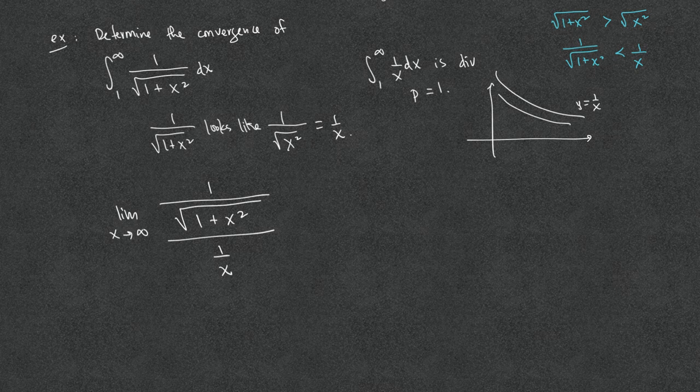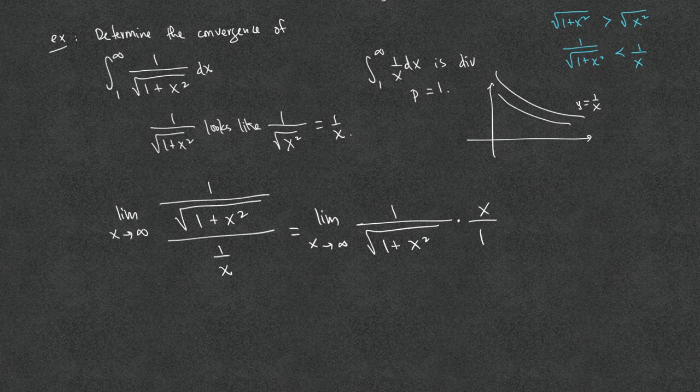Now, knowing that the integral from 1 to infinity of 1 over x dx is divergent, we are hoping that this limit is a finite number. If this limit is a finite number, then by the limit comparison test, both of the integrals are divergent. We rewrite this limit as the limit as x goes to infinity of 1 over the square root of 1 plus x squared times x over 1.